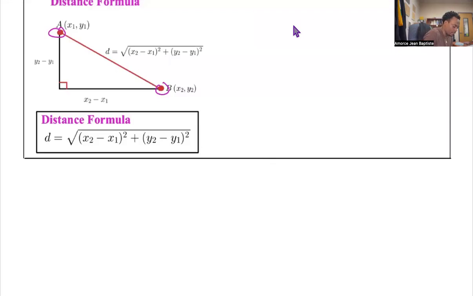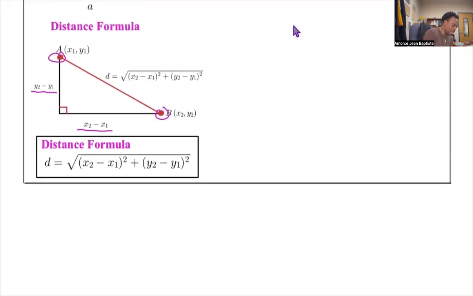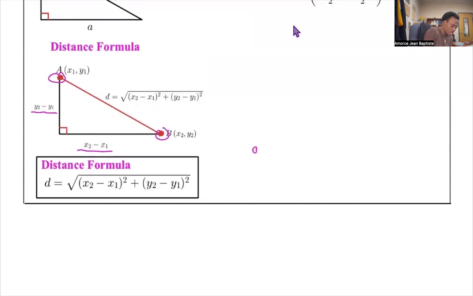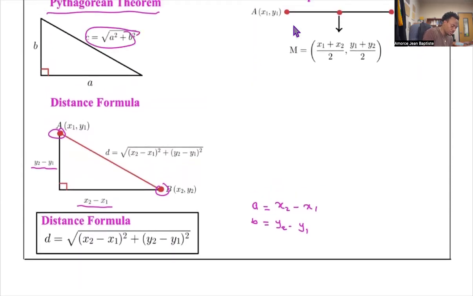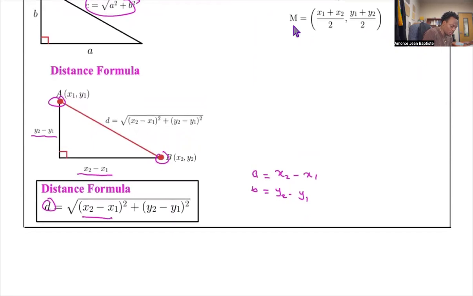So the horizontal distance is X2 minus X1, and the vertical distance is Y2 minus Y1. Still, it would be the same thing inside of the formula, but I just wanted to make sure that it looks the right way on your end. And now the A here would be X2 minus X1, and the B would be Y2 minus Y1. And then when we replace them in this formula, C would be the distance of the two points, D, and then it would give you this formula.